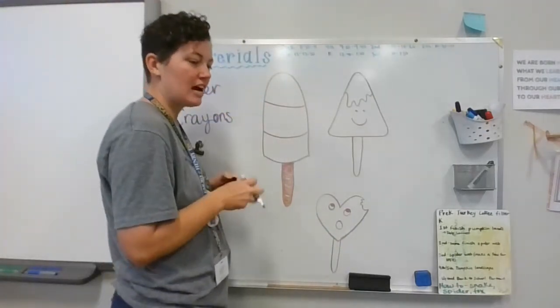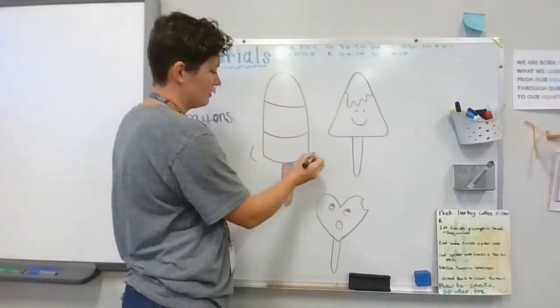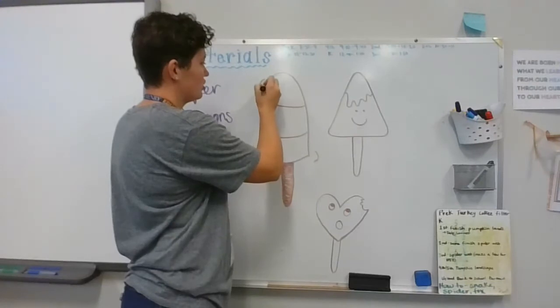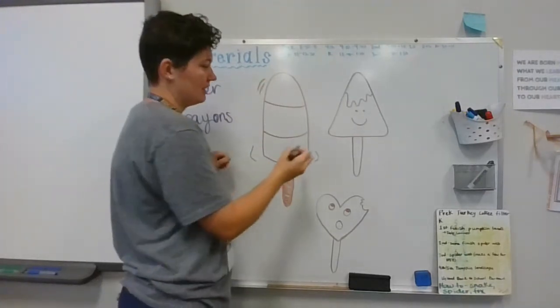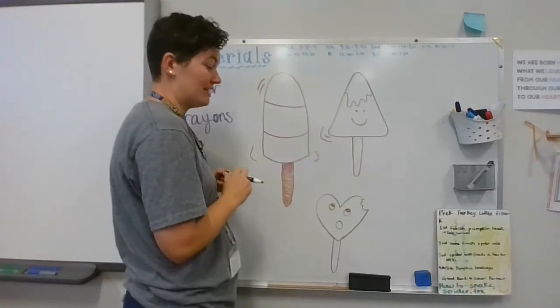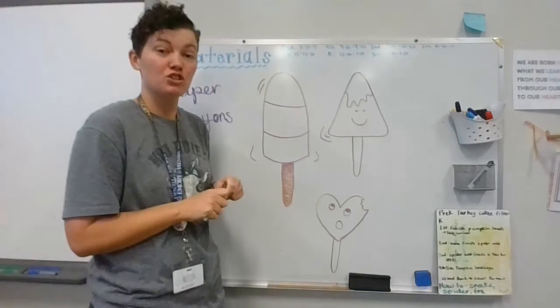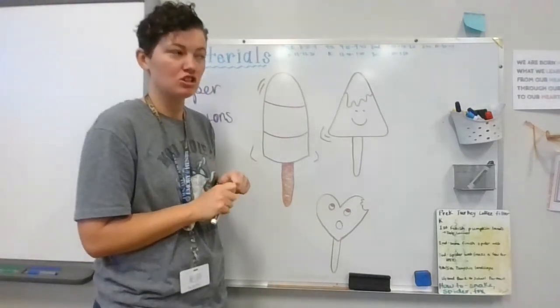Now you can decide what your ice cream is doing. Is it dancing around and needs some lines over here to show that it's shaking? Is it talking to each other? Is it colorful? All right, so you decide what your ice cream's like. If you're an ice cream parlor or someplace where they sell ice cream, design it.